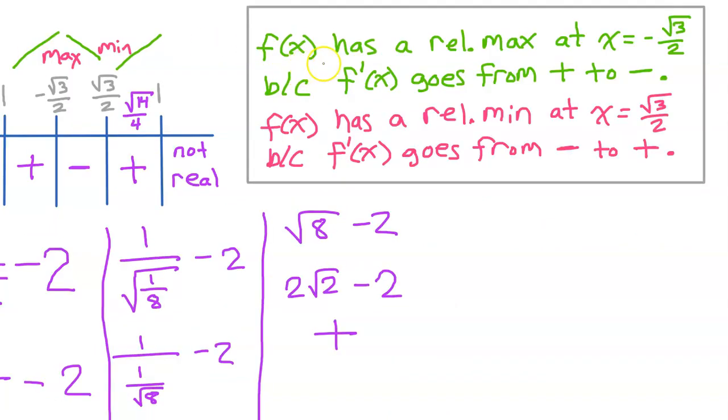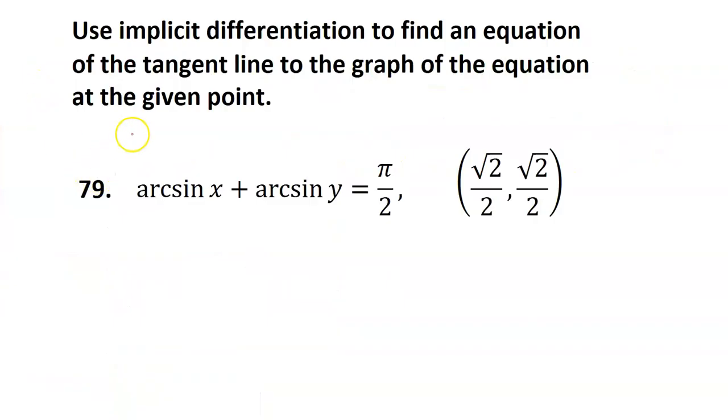So we would say f of x has a relative max at x equals negative radical 3 over 2 because f prime goes from positive to negative. F of x has a relative min at x equals positive radical 3 over 2 because f prime goes from negative to positive. Last one.